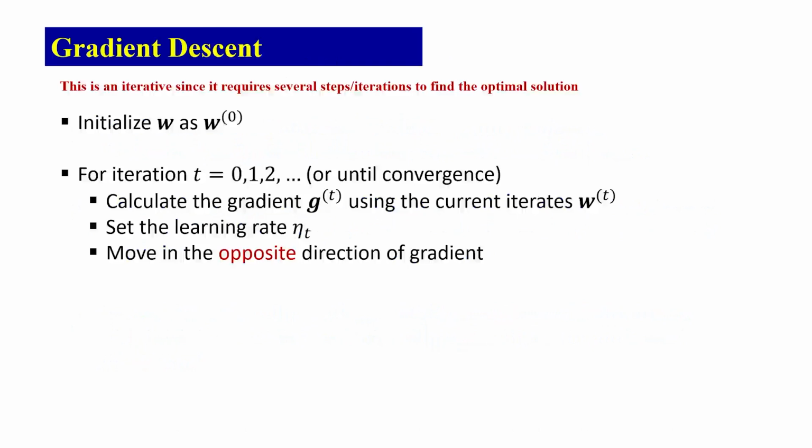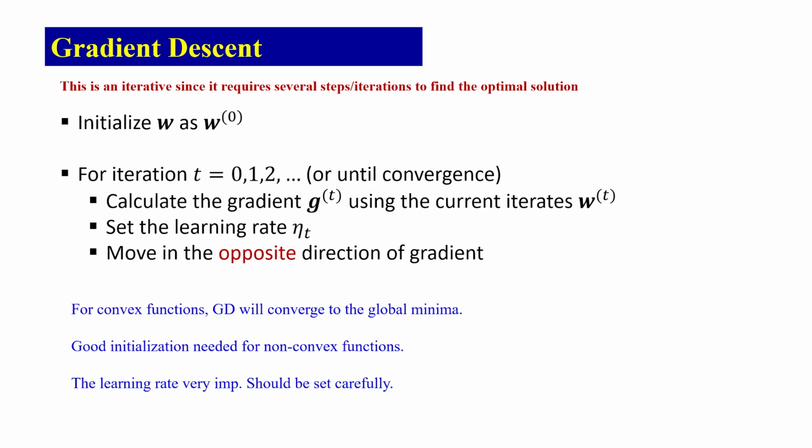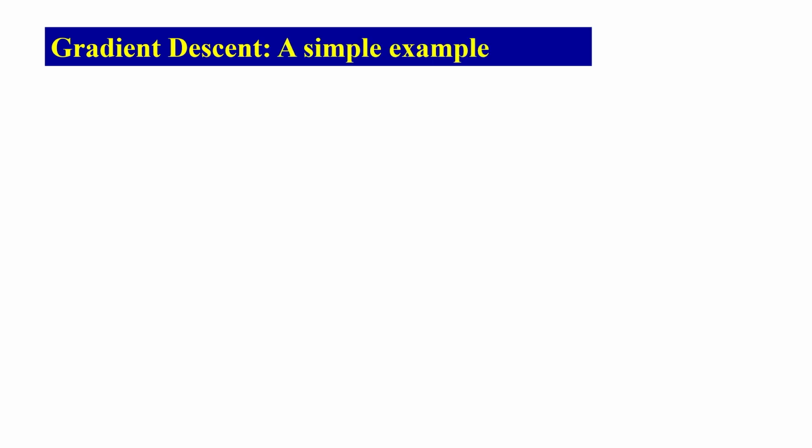So, now let me talk more about that. In gradient descent you simply initialize w as w0, iterations start from 0, 1, 2, 3, calculate the gradients at t, set the learning rate as I discussed, and move in the opposite direction of the gradient. So, for a convex function, gradient descent will always converge to the global minima. Good initialization is needed for non-convex functions, very important. So, the learning rate is very important, it should be set optimally.